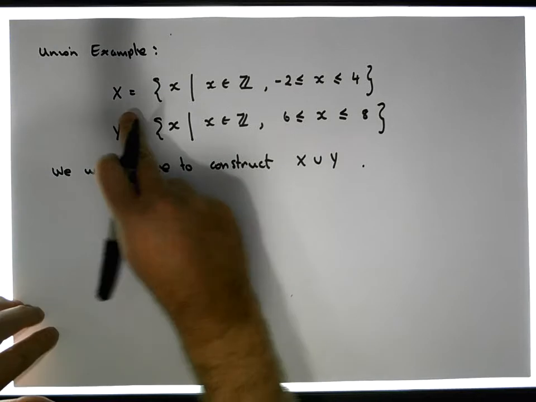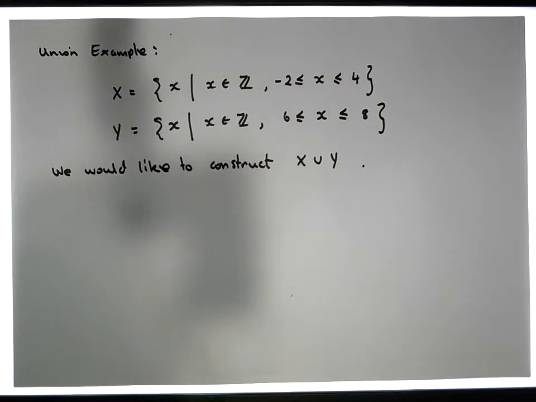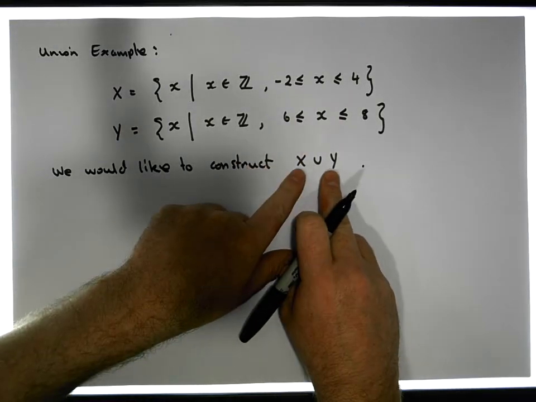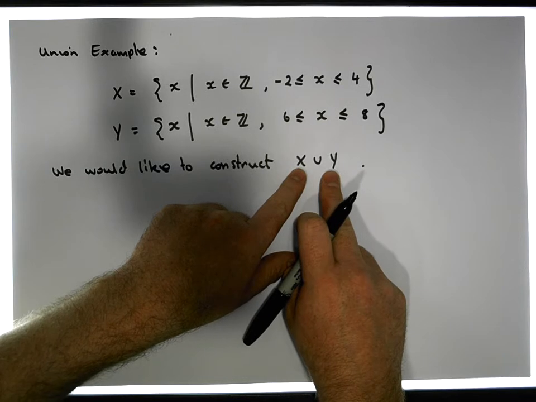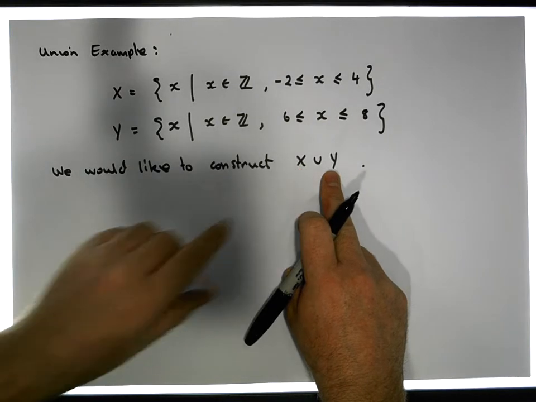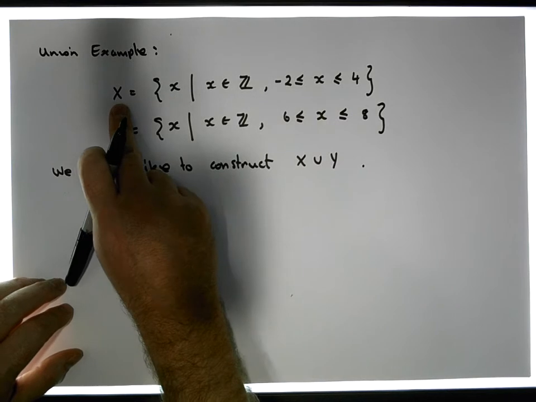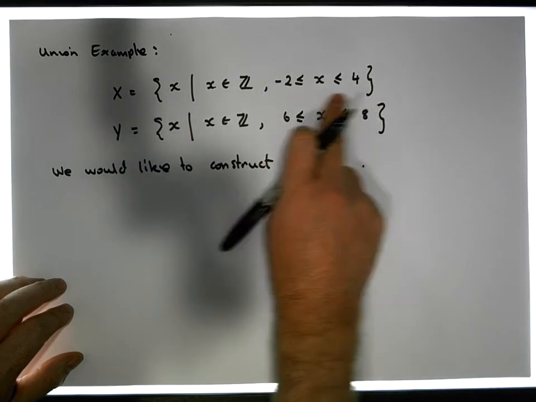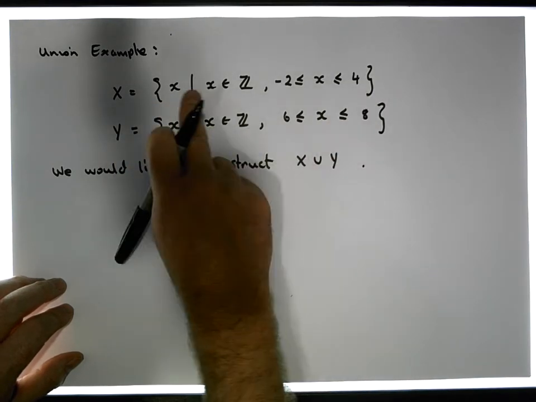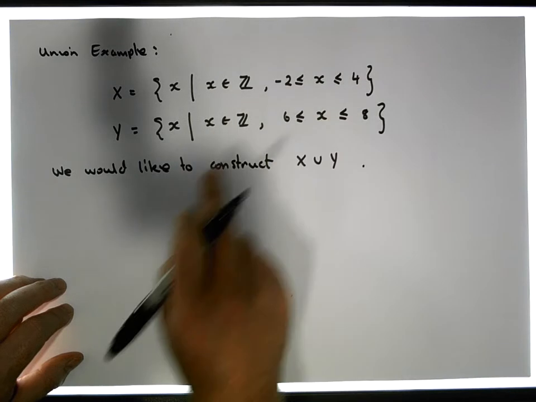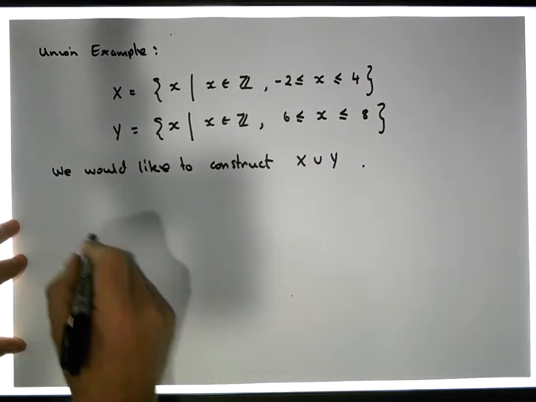Okay, so this is what's known as set builder notation. But what we really want to do is construct a union of both sets. To do that, we need to know what the elements look like that are in this particular set X. They're clearly defined here, but it's a little more complicated in the sense that it's defined based on this condition here. So let's actually list X in roster notation.